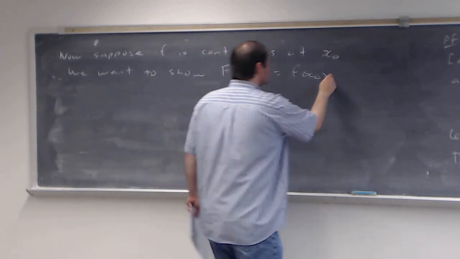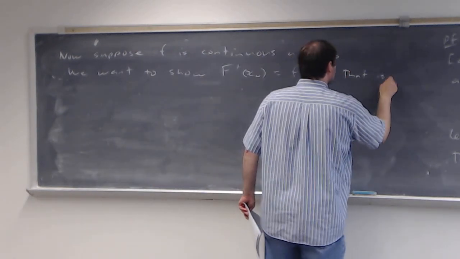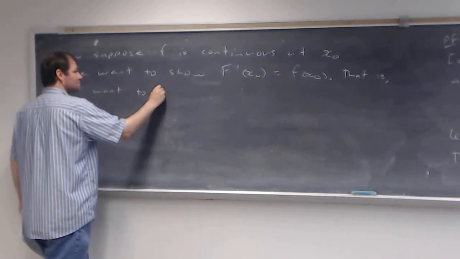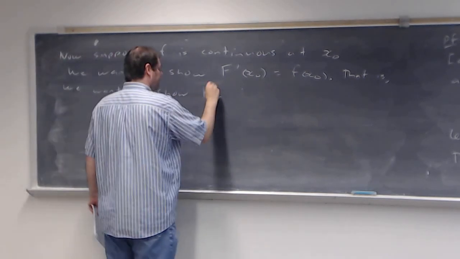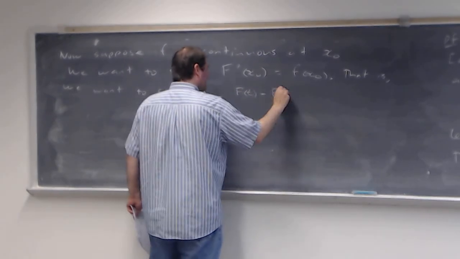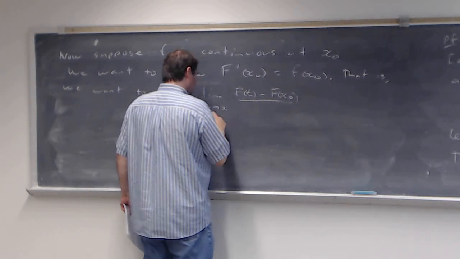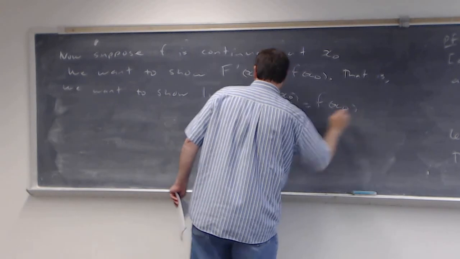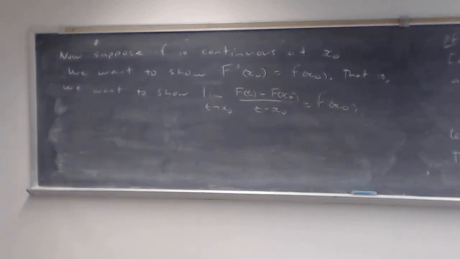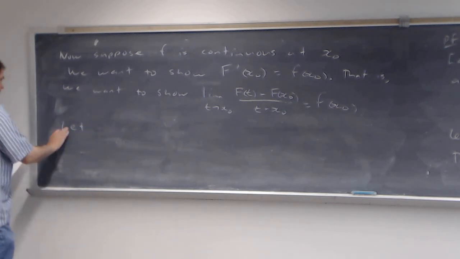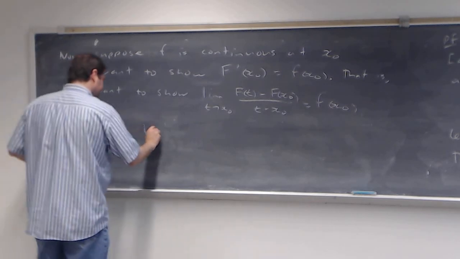And what that means is we want to show that the limit as t goes to x naught of big F of t minus big F of x naught, over t minus x naught, is equal to f of x naught. So this is a limit that we're trying to show. The way we show this limit is we let epsilon be greater than 0 be given.